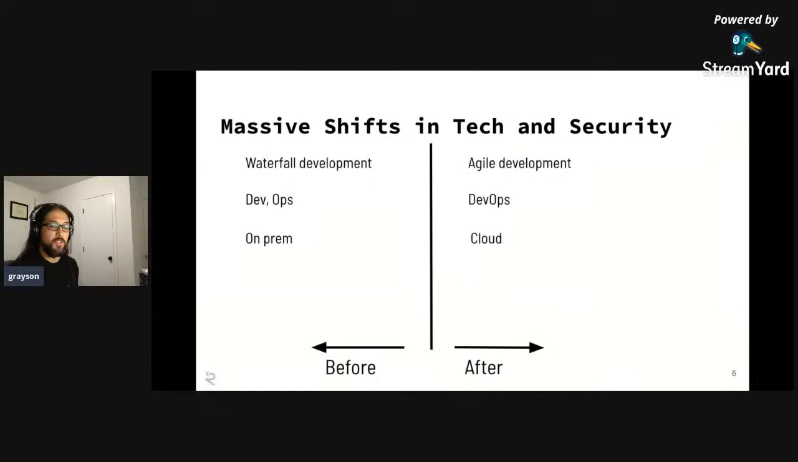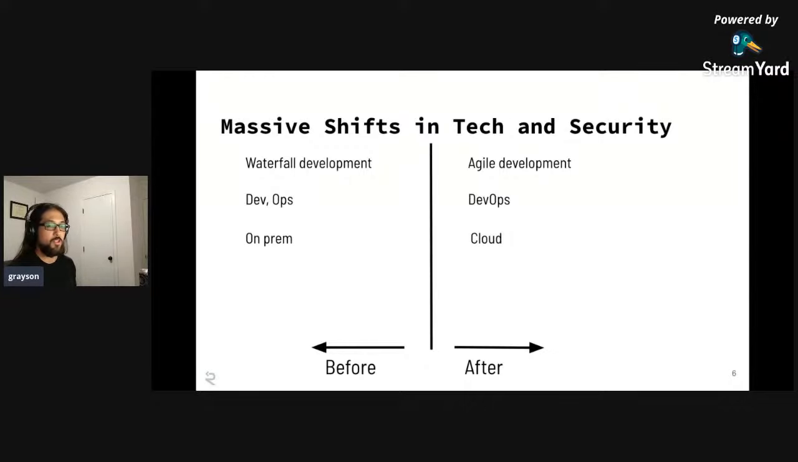Just an example of some of the shifts that we've seen. In the past, for development, we used to do waterfall development: gather all the requirements, design everything up front, and then just execute on these massive projects. Now we're much more agile. We iterate.